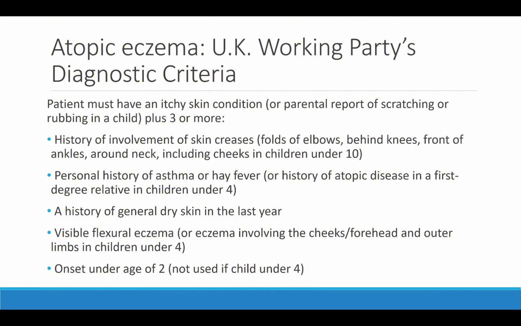Next, a personal history of asthma or hay fever, or a history of atopic disease in a first-degree relative in children under the age of 4. A history of generalized dry skin in the last year. Visible flexural eczema or eczema involving the cheeks or forehead and the outer limbs in children that are under the age of 4. And onset under the age of 2. And this is not used if the child is under 4 years of age.